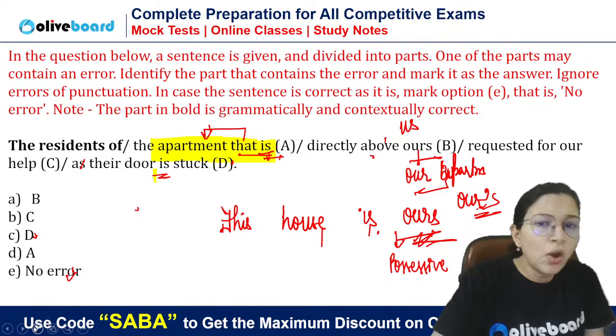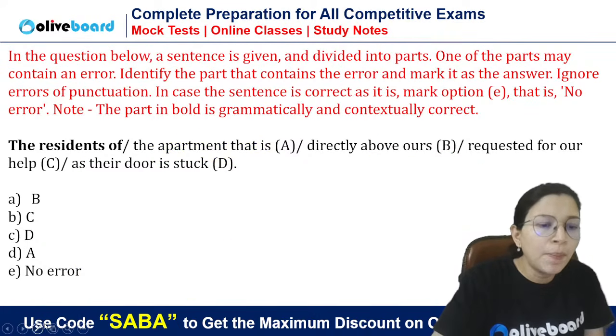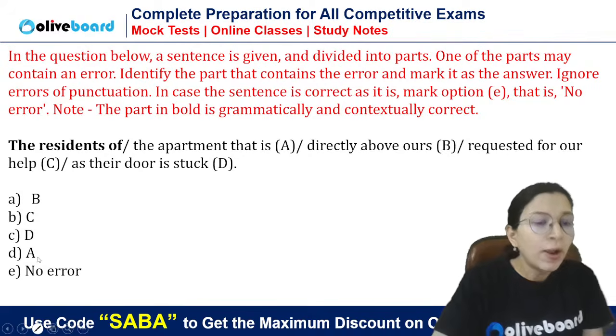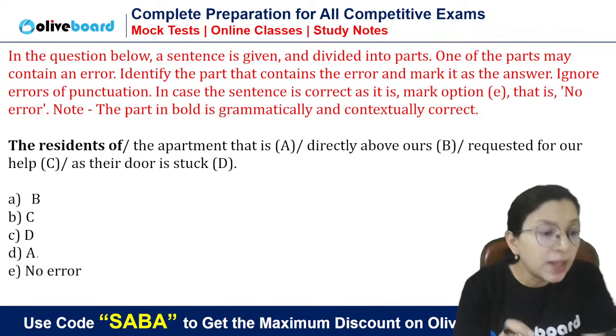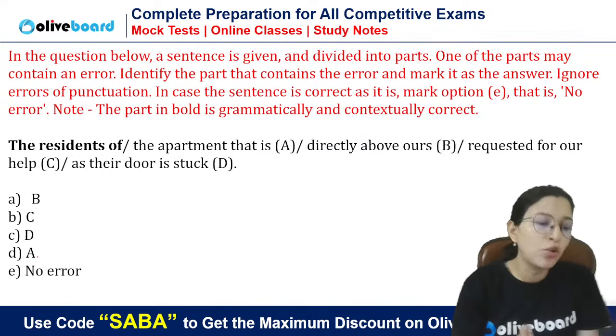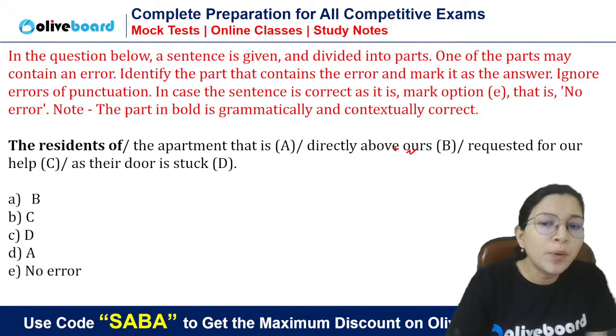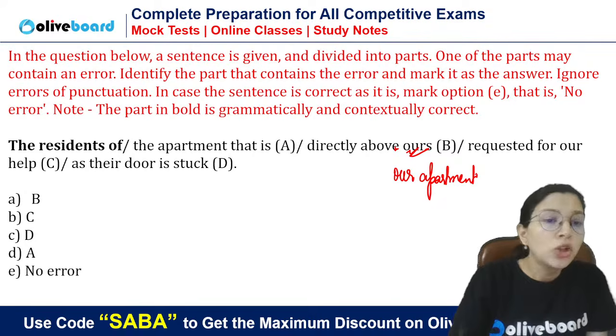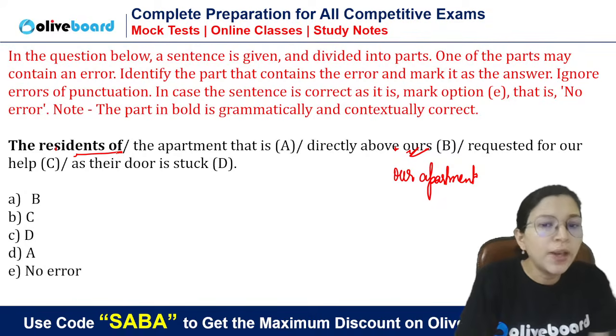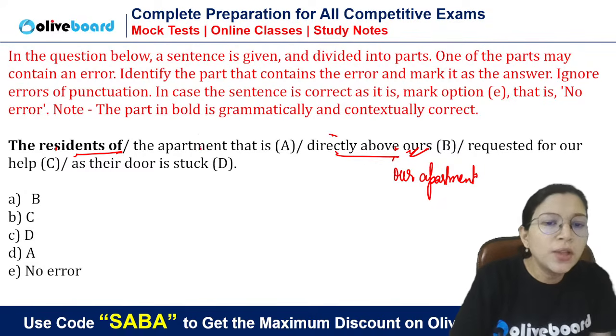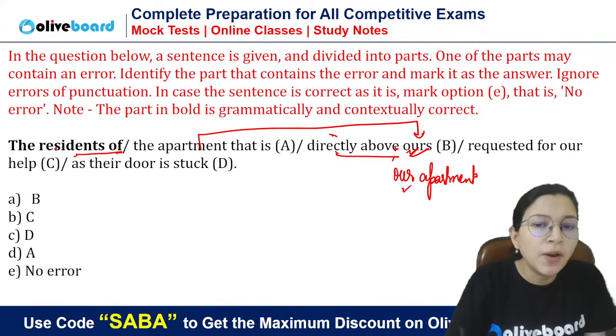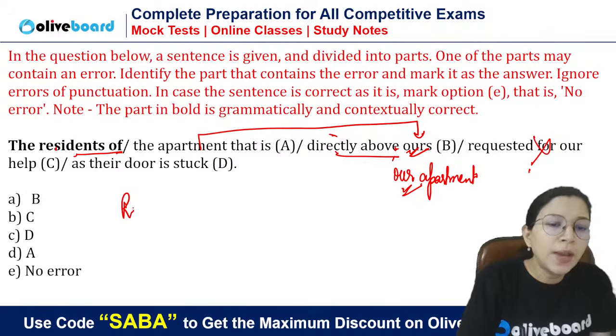Is there anything wrong in B part and A part? Tell me, guys. Try to see each and every part separately. देखा करिए, समझा करिए, then try to mark the error. So ours is a possessive pronoun. It refers to above our apartment. So the residents of the apartment, that is directly above. So this apartment is directly above our apartment. Requested for. Request can be a noun also. Request can be a verb also.